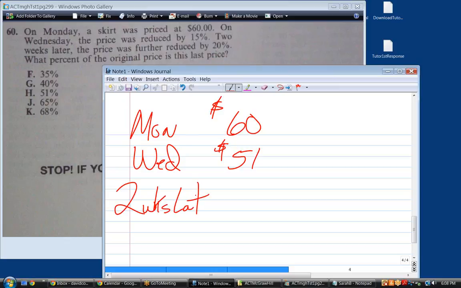Two weeks later, it was reduced by 20%. So what is the price 2 weeks later? It was further reduced by 20%. And what that means is the 20% is being applied to the $51 price. So then it would be 40.8.